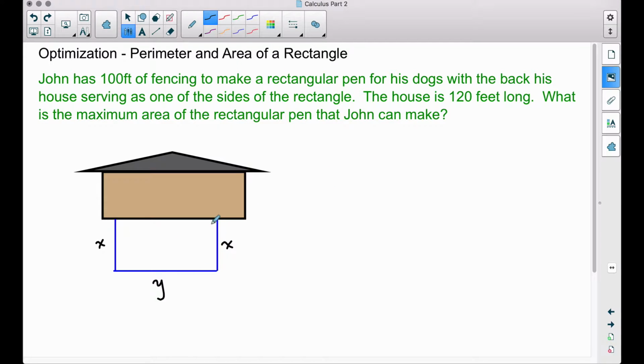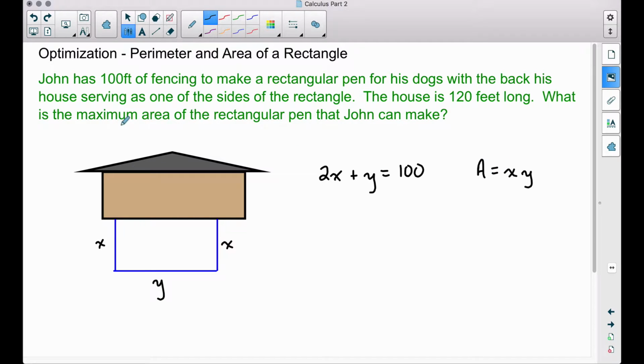Now, even though we're not talking about perimeter because we're not going all the way around this rectangle, if we take our 2 x's plus this y, that's going to be the total amount of fence that John has, 100 feet. So even though, again, we're not talking about perimeter, I want you to think we are taking some length plus another length plus another length, and that's the 2x plus y. That has to be equal to 100 feet of fencing. The area of this dog pen is still going to be length times width, so we can take x times y. These are our 2 equations.